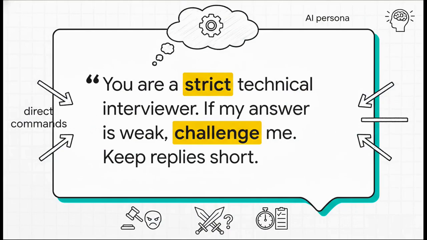And check this out. You can see exactly how our formula turns into a real prompt. We literally wrote, "You are a strict technical interviewer." We told it to challenge us and to keep your replies short. See? Behavior, attitude, depth. It's all right there in the instructions.